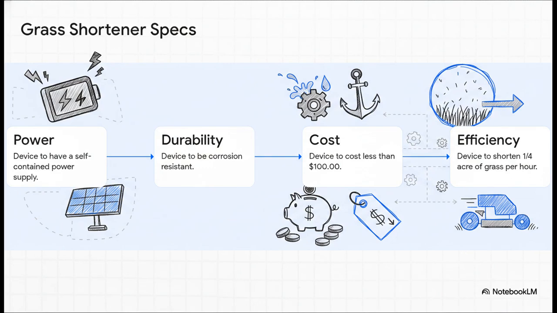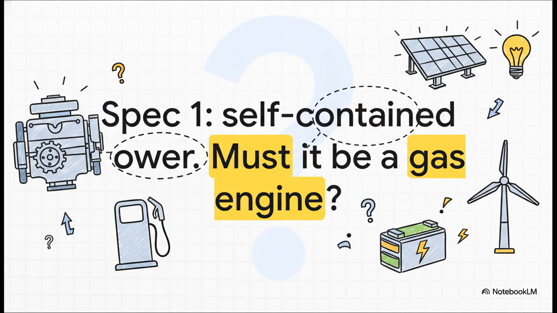So here are a few of our sample performance specs. The device needs a self-contained power supply, it's got to be corrosion resistant, it has to cost less than $100, and it needs to shorten a 1/4 acre of grass every hour. And notice, it doesn't say lawnmower, it says grass shortener. That's totally on purpose.